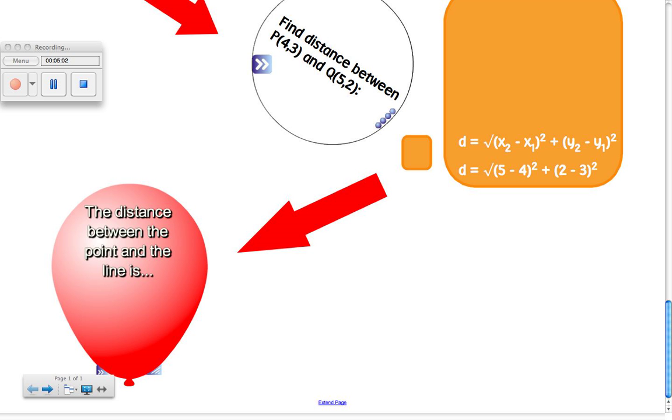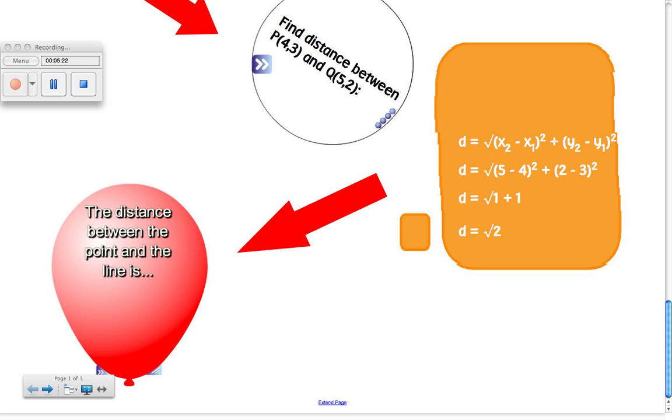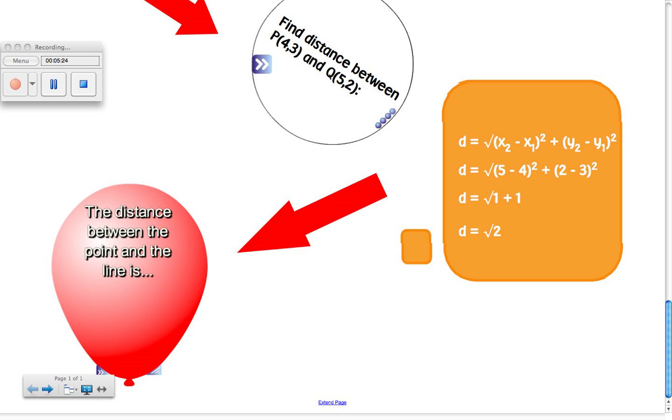We will get d equals radical of 5 minus 4 squared plus 2 minus 3 squared. We're going to simplify that and do our math. We will get d equals radical of 1 plus 1. We'll do our addition, and then we find that our distance, or d, equals radical 2.